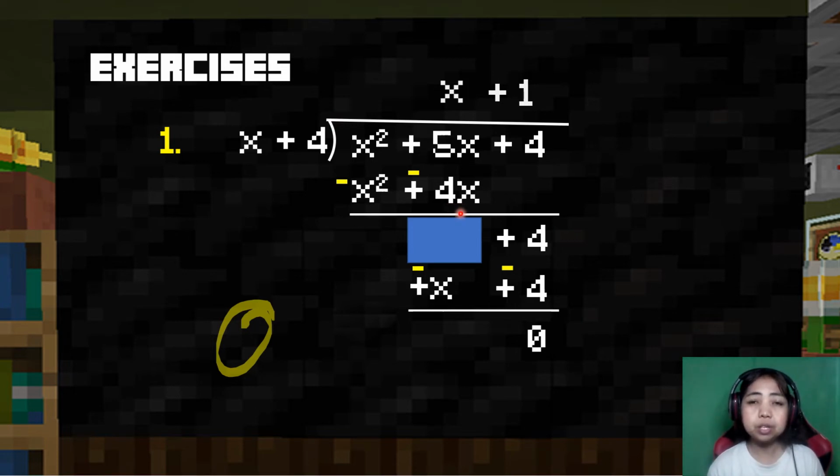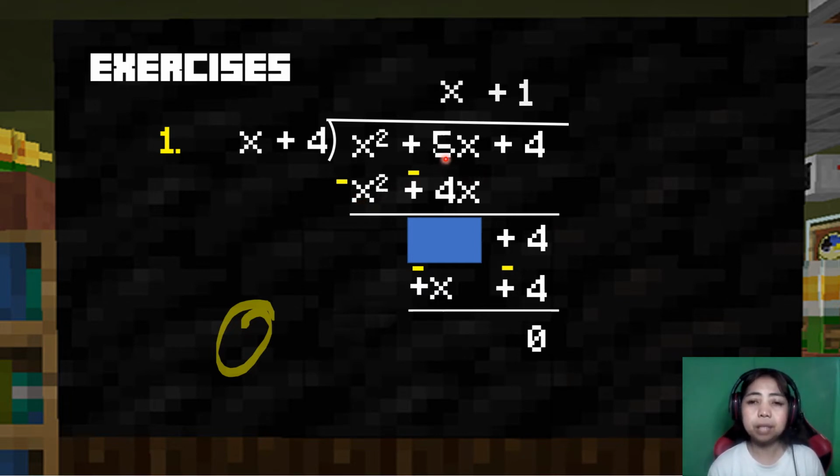Third step, subtract and bring down the other terms. Siyempre, kailangan natin mag-change ng sign. So, positive x squared will become negative and positive 4x will become negative 4x. Okay? Ulitin natin. Pagka pareho ng sign add, pag magkaiba, subtract. So, in here, positive and negative, subtract. We have x squared minus x squared. Cancel na yon, 0 na.